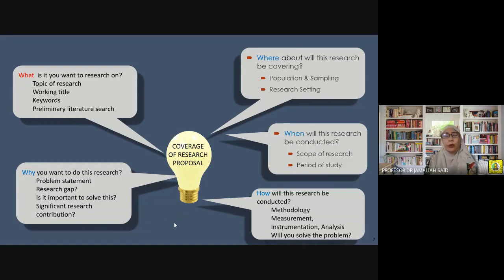Okay, how are you going to collect the data? Or you say you want to collect data using interview or from the database, you go to the library, there is Datastream, you can extract the data. So how are you going to collect the data? So your research proposal must cover all these 5 questions, right?